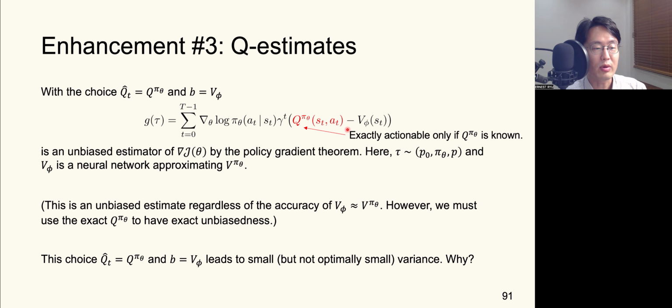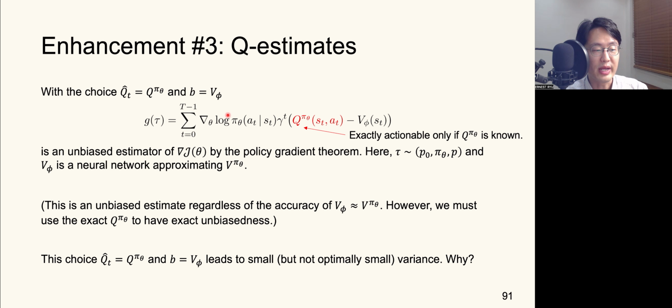But the problem is, this is not actionable because we don't have access to the exact Q function. By the way, here V phi is meant to be the value network, which is meant to approximate the true value function V pi theta. Now, V phi will not be accurate. It may be accurate, but it will have some errors. But regardless of what V phi is, the unbiasedness property is not affected. But if you want to retain the unbiasedness property, then it is necessary for us to have this Q function be exact. But since we can't do that, that's something that we'll need to compromise on.